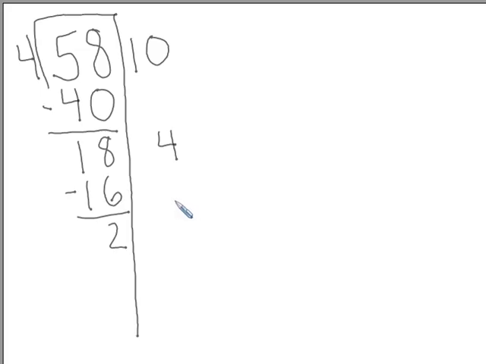Well, I'm sorry, not a final answer, but a final remainder of 2. 4 does not go into 2, so this is going to be left over. Our final step is to add up our quotients together. 10 plus 4 is 14, which is going to give us a final answer of 14, remainder 2. Now, that went pretty quick. Let's do another example and see what we can do with that.